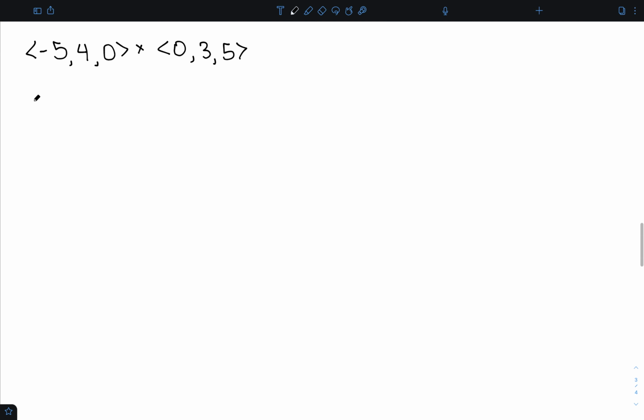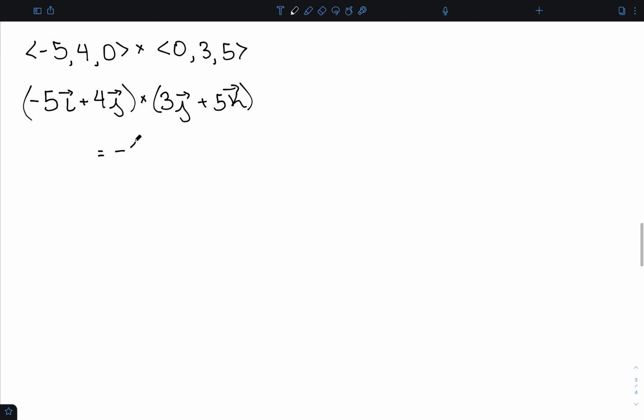If I write these in terms of their components, this first one is -5i plus 4j, and I have 0 k's here. Crossed with, I have 0 i's, 3 j's, and 5 k's. The fact that this uses the distributive property, and we know that holds for the cross product, means I can just FOIL this.